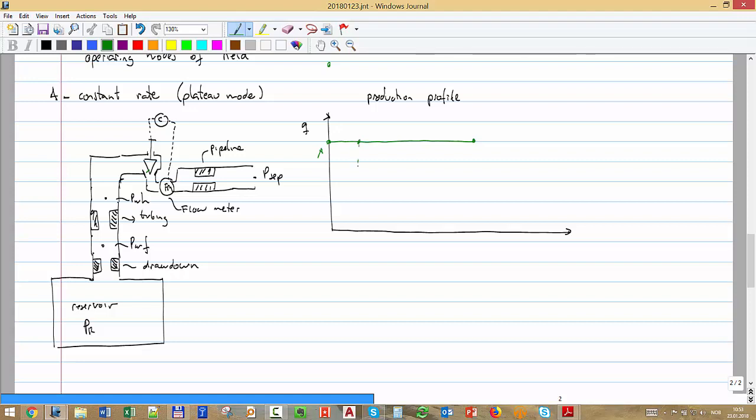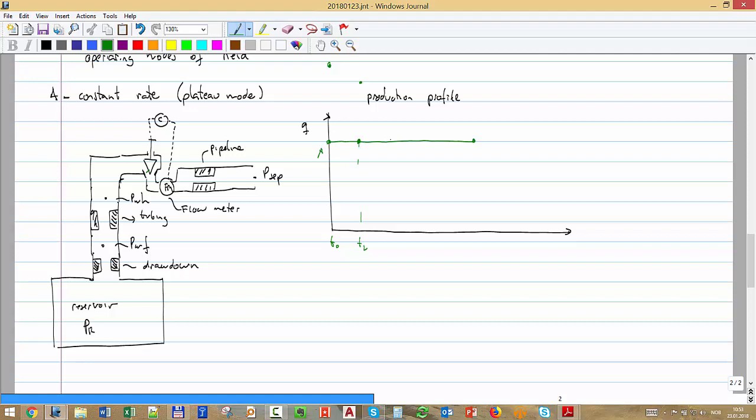For example, another time, time 2. That was at time 0. What happens at time 2? At time 2, that pressure has decreased. So the maximum rate that I might have is going to be lower. But to keep the same rate, what am I going to have to do? Open the choke. Is that clear? Because just that pressure went down with time.